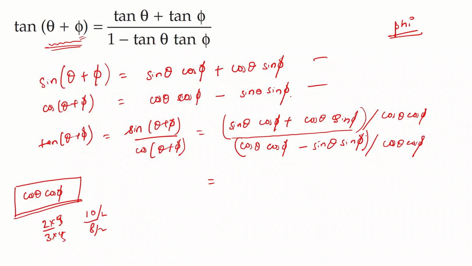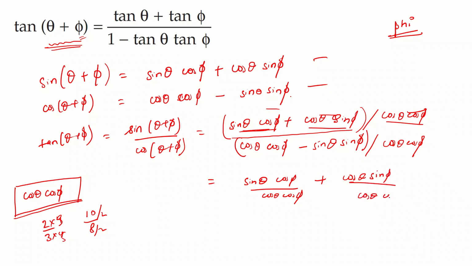Okay, so now what we do, we divide this into the entire numerator, so it will split on each of these parts. So it will divide this quantity as well and this quantity as well. Okay, so sin theta cos phi divided by cos theta and cos phi. So this quantity goes on each of these two, plus cos theta sin phi divided by cos theta cos phi, and similarly cos theta cos phi will go to each and every one of these quantities in the denominator as well.